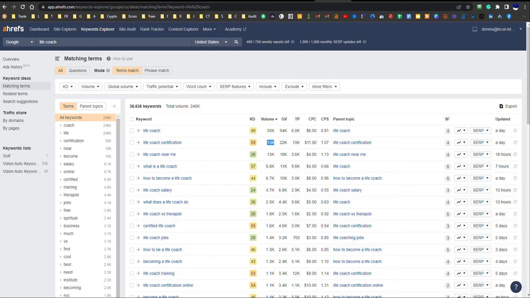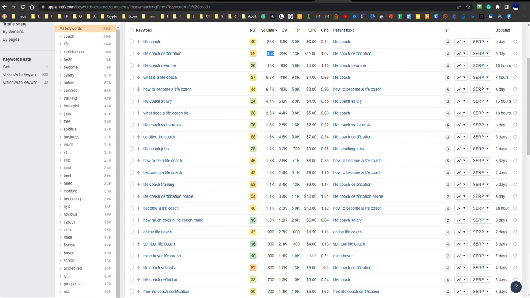So these are the deep in the money keywords. Anything that has over 1,000 is basically going to be revenue generated. It's transactional based, commercial based. So become a life coach, something like this.